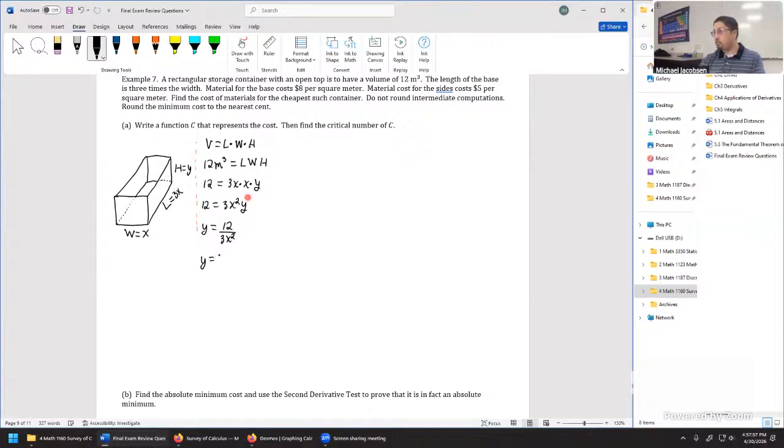Simplify that. 3 goes into 12 4 times. And this is slightly more convenient if we change the base to the numerator's position and write it as power -2. So we've got a nice setup so far. From this diagram, the constraint that volume is 12 cubic meters, we can say that the y variable is 4 times x power -2.